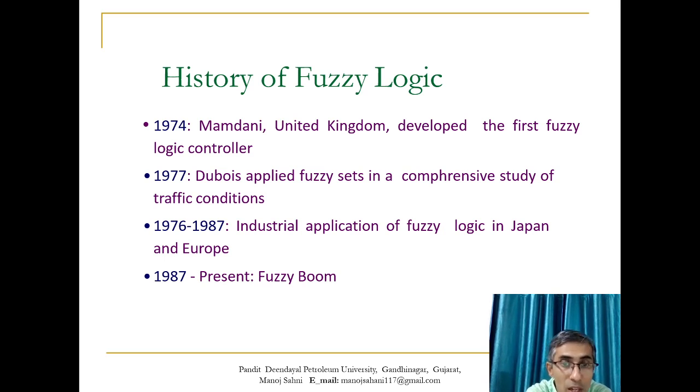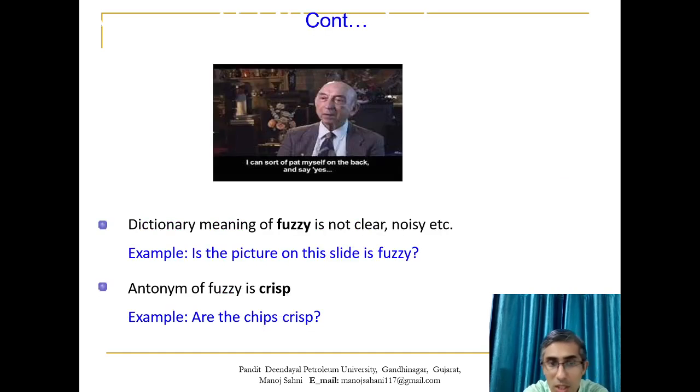Okay, so as you can see from the history, in 1974 Mamdani in the UK developed the first fuzzy logic controller, and in 1977 Dubois applied fuzzy sets in a comprehensive study of traffic conditions. Similarly, in the interval from 1976 to 1987, a lot of industrial applications of fuzzy logic in Japan and Europe were shown. And from 1987 there was a boom, and many researchers across the globe started accepting and working on it. So this is a small history of fuzzy logic.